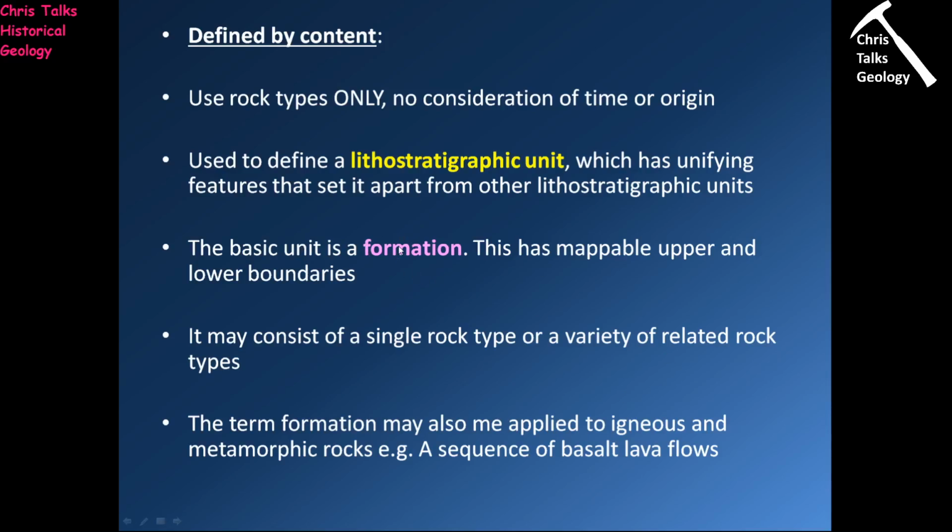The formation can be just one layer of rock, or it can be several layers of rock, but the most important thing is that the formation has a mappable upper and lower boundary. So you know when the formation starts, and you know when the formation ends. The term formation can also be applied to igneous and metamorphic rocks, so something like a sequence of basalt lava flows. However, it is mostly only used in reference to sedimentary rocks.